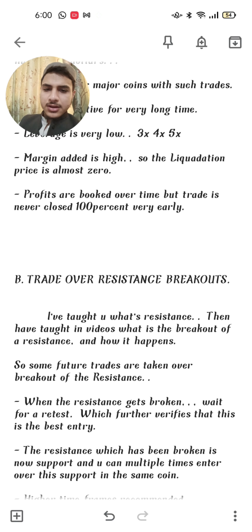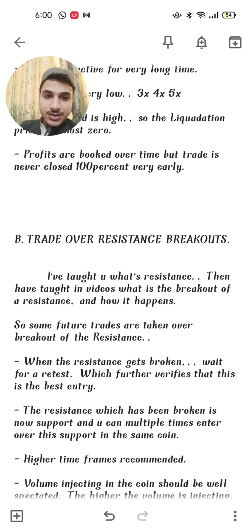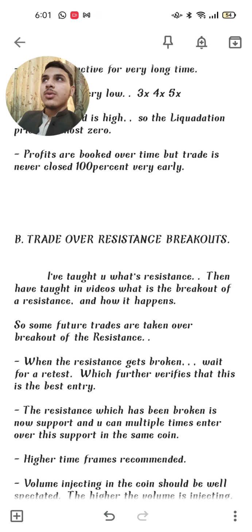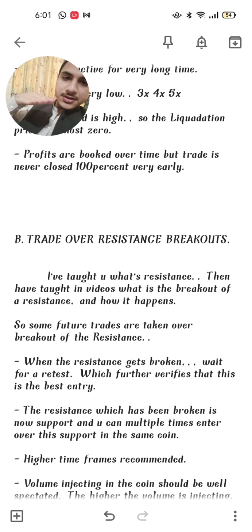Number two trade is trade over resistance breakout. Second type is trade over resistance breakout. For example, this is the resistance of the coin. Fine. And the coin came to this level and broke this resistance level. So what I do, I wait for the retest. It came down a little bit, and when it came down here and retested the support, the resistance which has become support now, it has retested the support and then it started bouncing back.